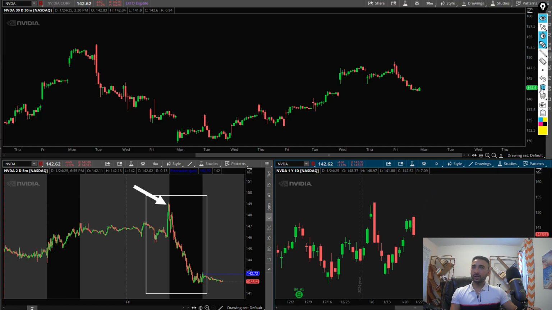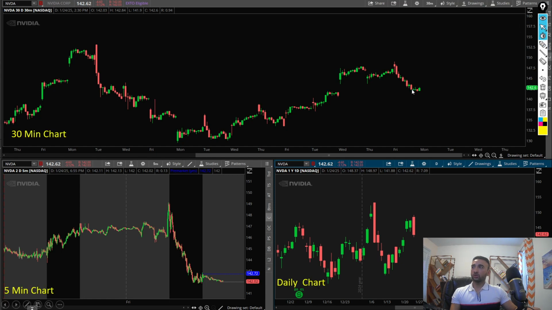The first thing you have to do is look at the longer time frame. My chart right now is 30 minutes on top, 5 minutes at the bottom, and a daily chart. I use all of these to determine what my trading would look like that day. Notice there's a huge red candle right below. So you need to look at the past. If you go back, there's a huge red candle. This is the whole reason why today it went down.